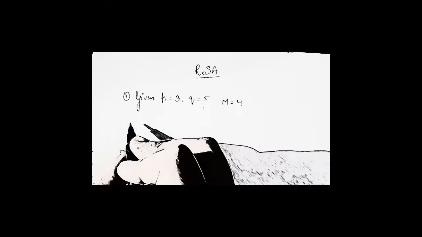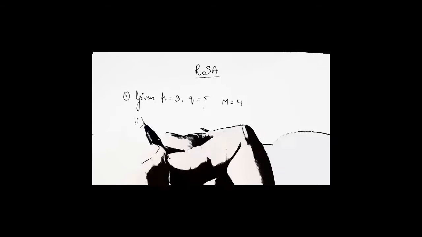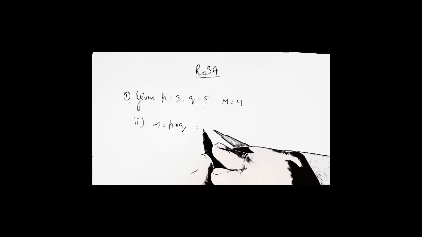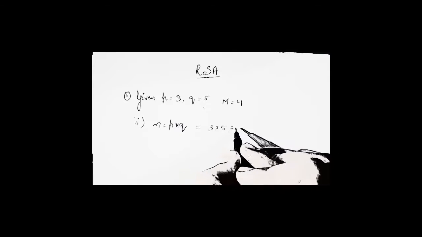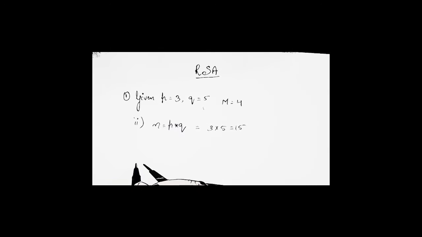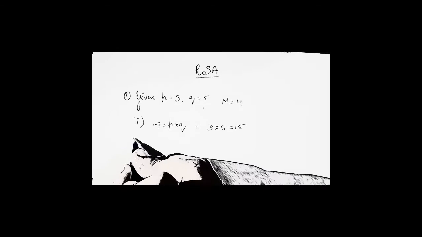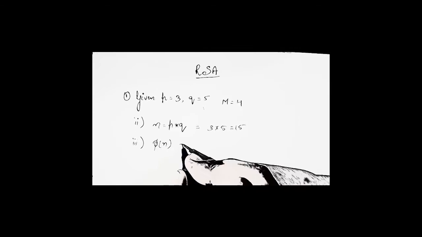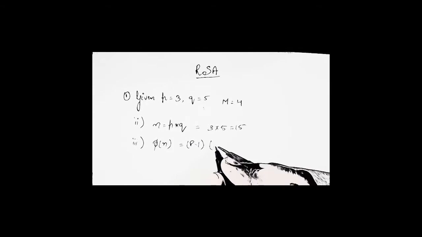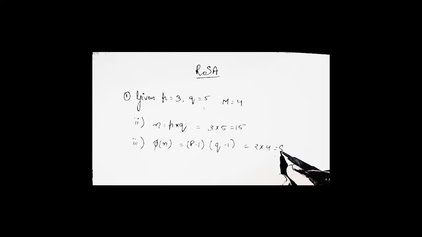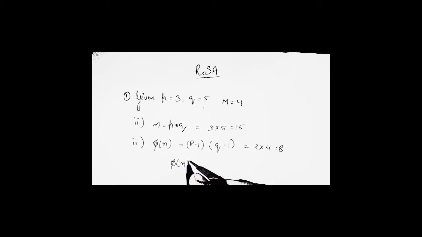So according to the second step, we have n is equal to p into q. So now which becomes 3 into 5, which is 15. So we got the product, which is n is equal to 15. Now what was the third step? We have to calculate the Euler-Totient function, which is phi of n is equal to (p minus 1) into (q minus 1), which is 2 into 4 is equal to 8. So now phi of n becomes 8. So we have finished 3 steps so far.